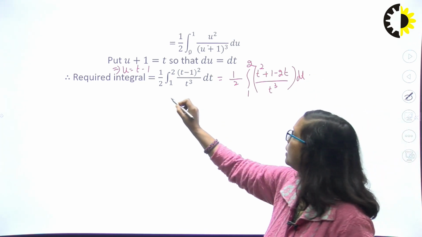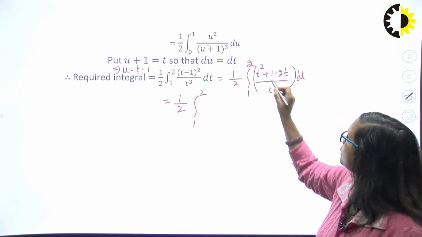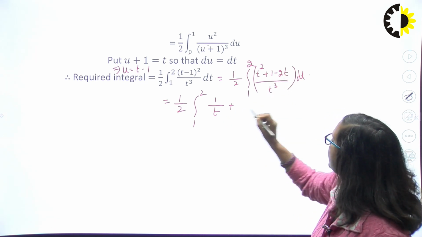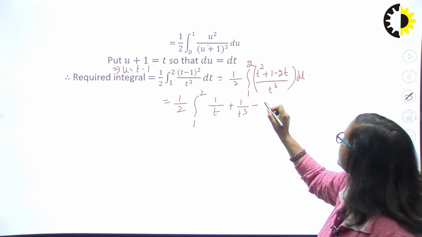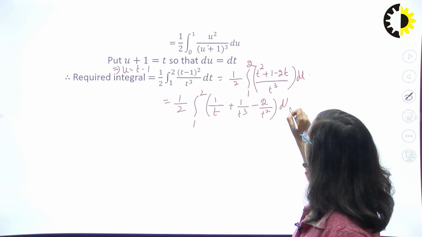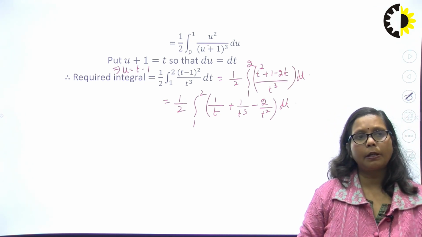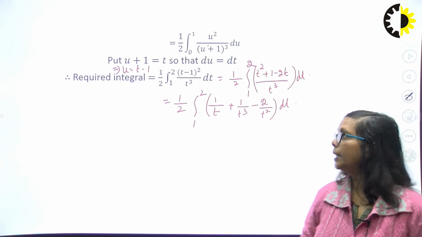Solving it further, 1 by 2 integral from 1 to 2 of t square by t cube is nothing but 1 by t plus 1 by t cube, and the next term, minus 1 of the t power will cancel out, giving the value 2 by t square into dt. So we have separated this: 1 by t plus 1 by t cube minus 2 by t square into dt. Now I just need to integrate this.